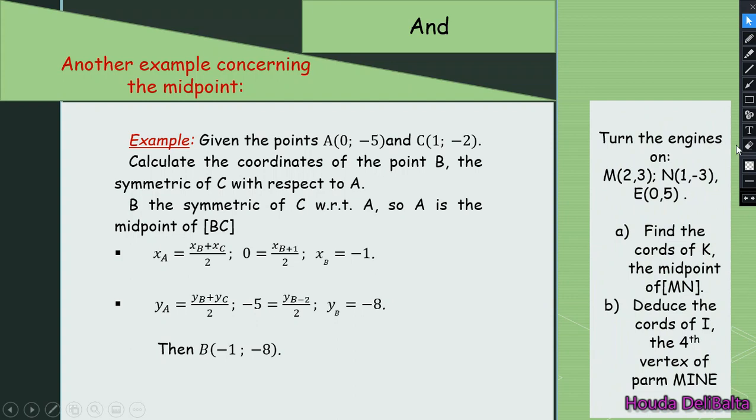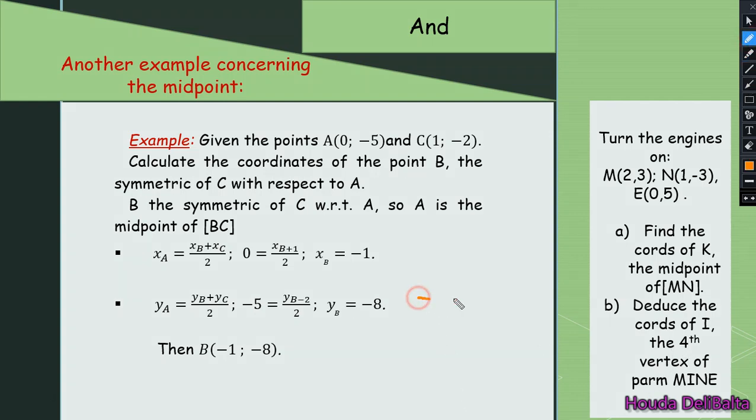Now turn the engines on and think of this exercise. I have 3 points, M of coordinates (2, 3), N of coordinates (1, -3), and E of coordinates (0, 5). Find the coordinates of point K, which is the midpoint of MN. So just apply the rule to find the coordinates of the midpoint of MN. Now in part B, the trick is hidden. Deduce the coordinates of I. What is I? The fourth vertex of the parallelogram.